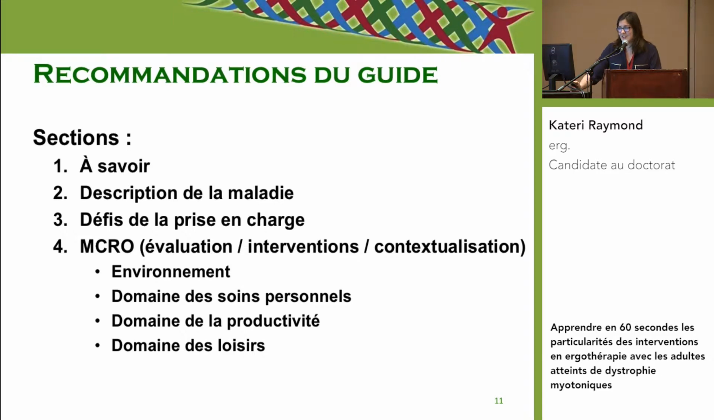So with no further ado, the guide was divided into 4 main sections. Part 1, facts to know, what the guide is for and how to use it. Part 2, description of the disease, a more brief description, which gives the main symptoms to keep in mind that could be issues in your occupational therapy practice. And then we have a section which is really on the challenges of case management, because there are some particularities which will have an impact on practice in OT. And I'll come back to this point in a few moments.